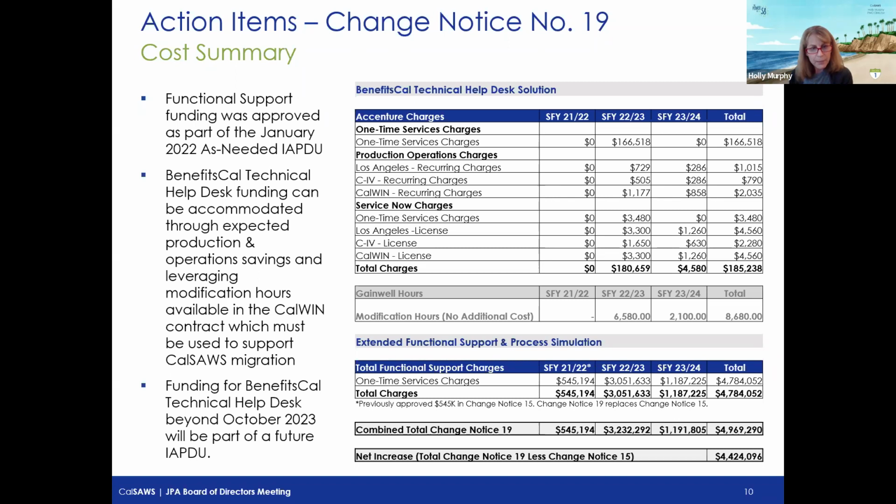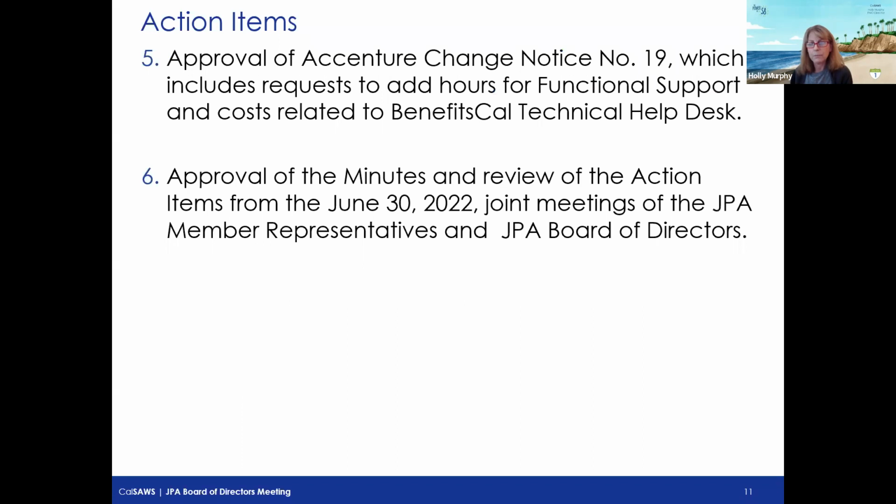And then the bottom part of the table is for functional support. This funding is already accounted for and approved as part of the January 2022 IAPDU. You had previously approved a portion of these costs in an earlier change notice while we went through that process. But we wanted to keep the scope and the costs together, so we replaced that prior change notice with change notice 19. So the total cost for approval is $4.7 million. And with that, I will turn it back to Michael.